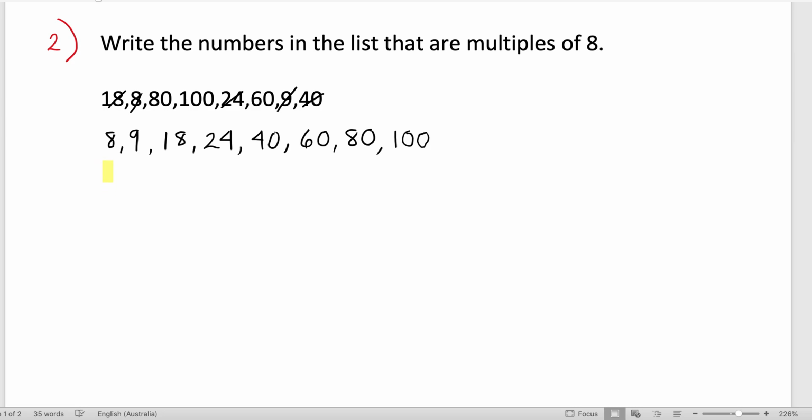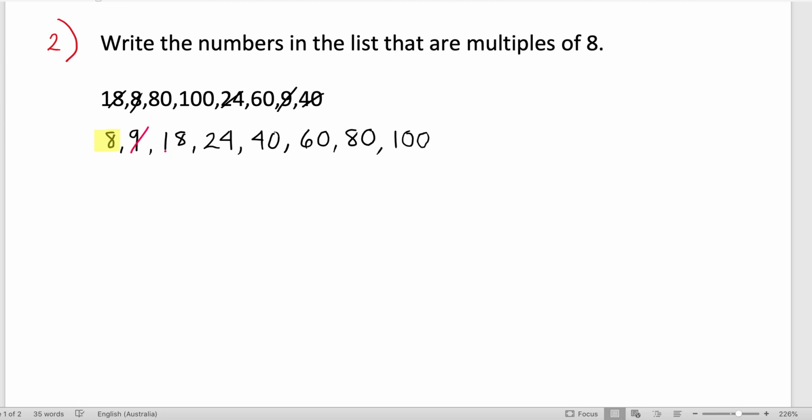So we know that 8 is a multiple of 8 because 8 times 1 is a multiple of 8. So the number itself will always be a multiple. So I know that this one is a multiple. Agree? Now I know that 9 is not going to be a multiple. Why? Because the next one is going to be 16. Agree? So I can cross this one, 16.